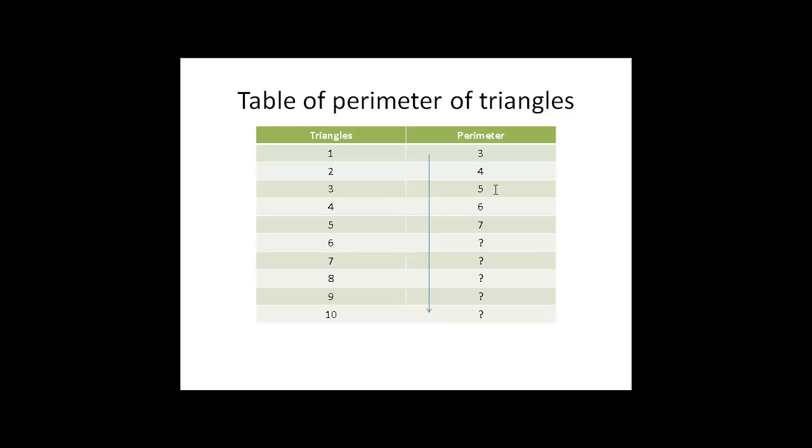So now take a moment and stop the video and predict what the rest of the table would be. If you filled out the rest of the table with 6 triangles having a perimeter of 8, 7 having a perimeter of 9, 8 having a perimeter of 10, 9 having a perimeter of 11, and 10 having the perimeter of 12, you are correct.